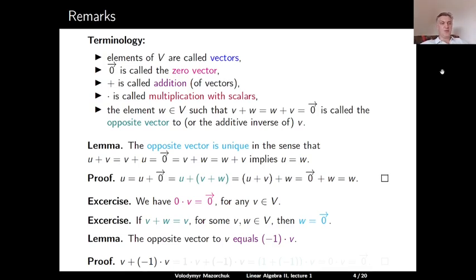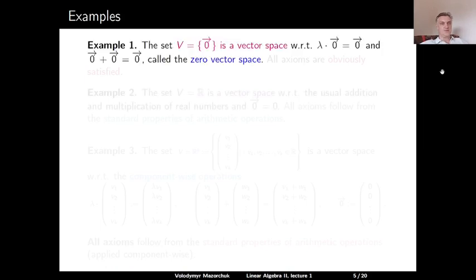So let's compute v plus -1 times v. First of all, we rewrite v as 1 times v. This is one of our axioms. Now we can use distributivity to write 1 times v plus -1 times v as (1 plus -1) times v. So this gives us 0 times v, which results exactly in the 0 vector due to one of the previous exercises. So let us now look at some examples.